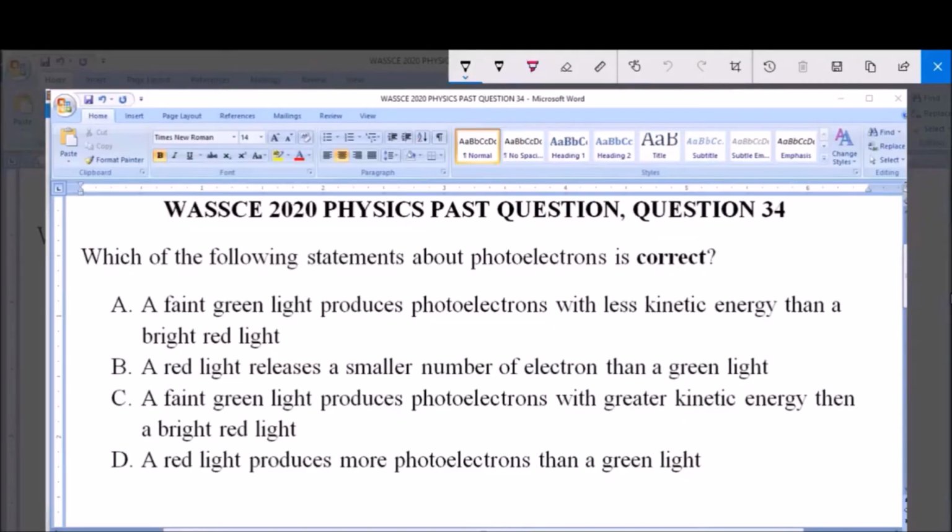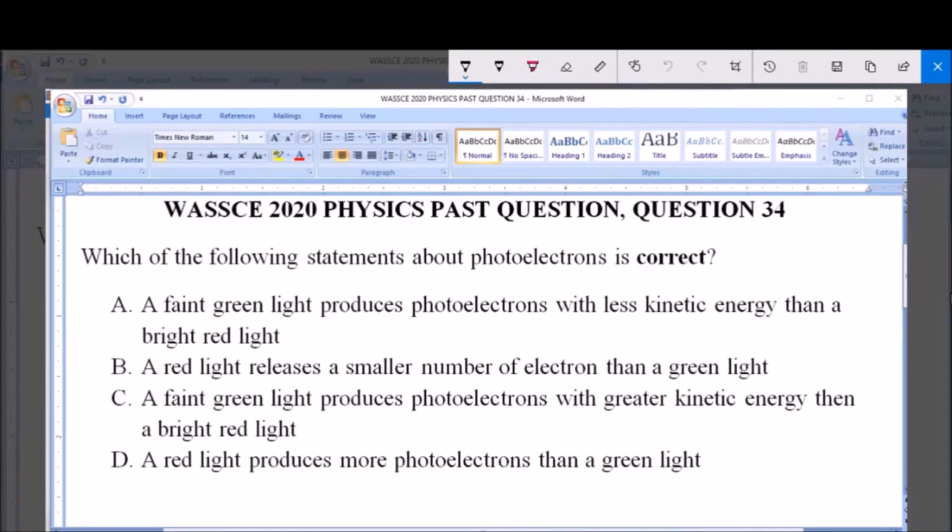Hello, good day and welcome. I will be answering WAEC 2020 physics past question, question 34. Which of the following statements about photoelectrons is correct? A. A faint green light produces photoelectrons with less kinetic energy than a bright red light. B. A red light releases a smaller number of electrons than a green light. C. A faint green light produces photoelectrons with greater kinetic energy than a bright red light. And D. A red light produces more photoelectrons than a green light.